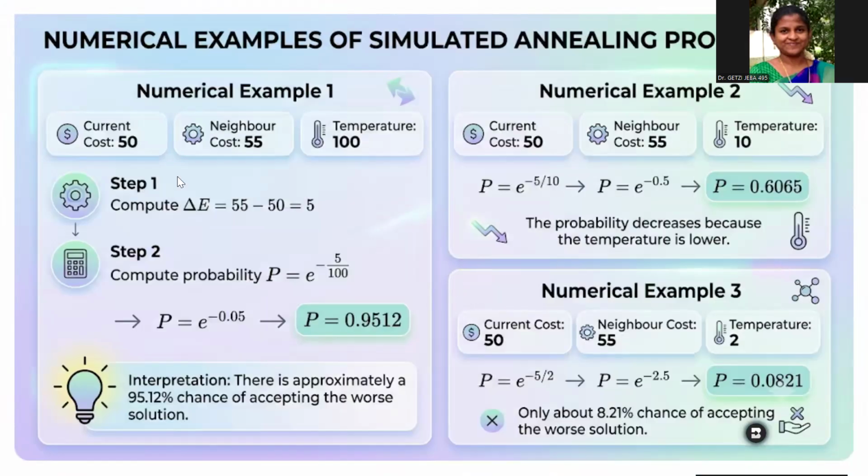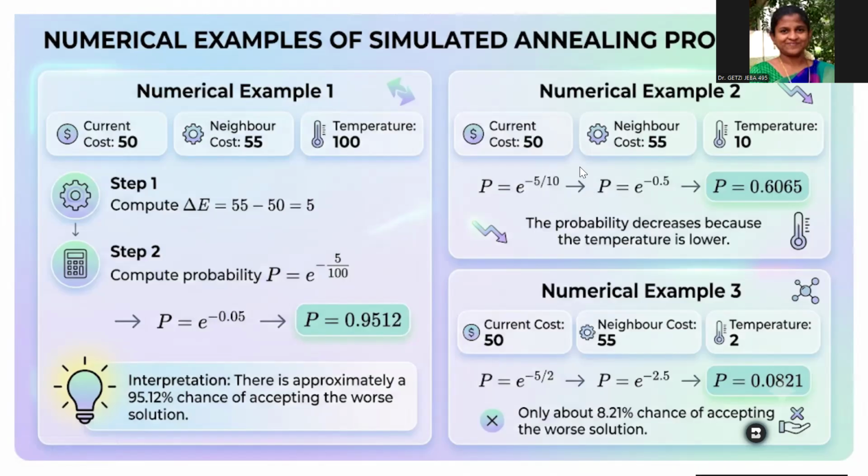So let us take a numerical example. Suppose the current cost is 50 and the neighbor has a cost of 55. The temperature is 100. You compute delta E is equal to 55 minus 50, which is 5. And the probability is e to the power of minus 5 by 100, which is 0.9512, which means the chance of accepting the worse solution is 95 percent.